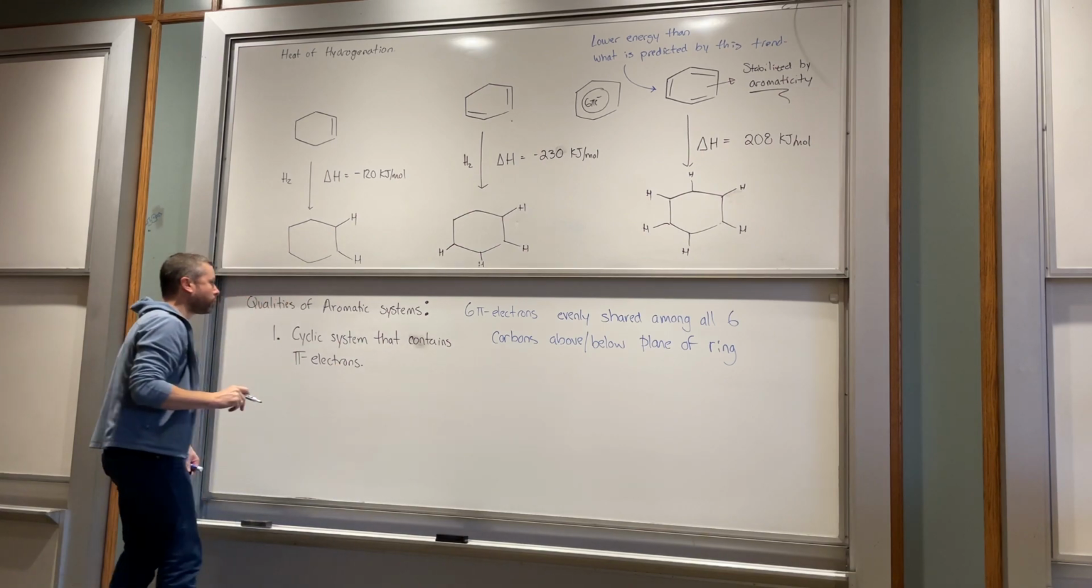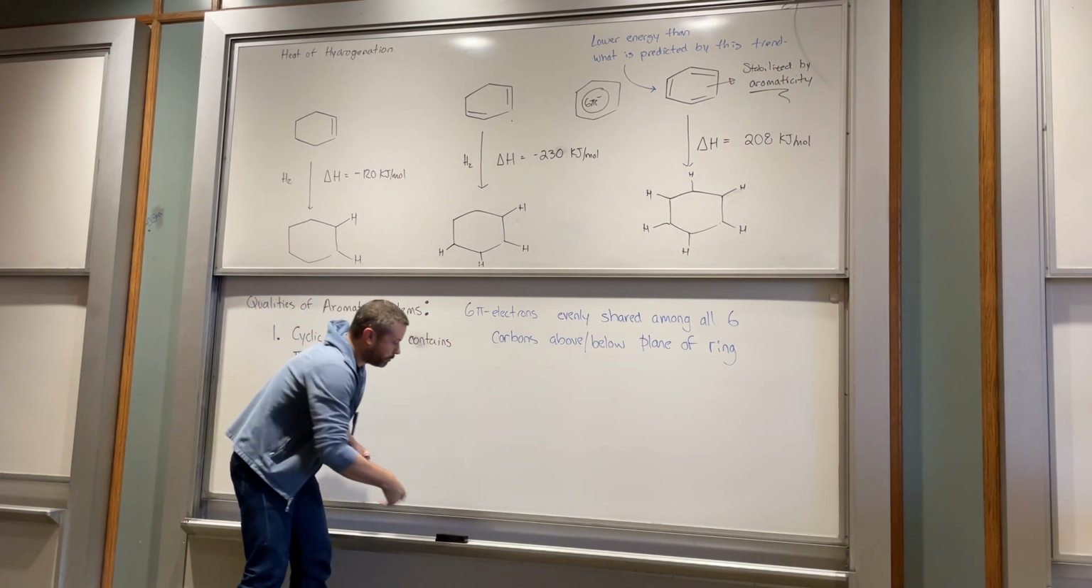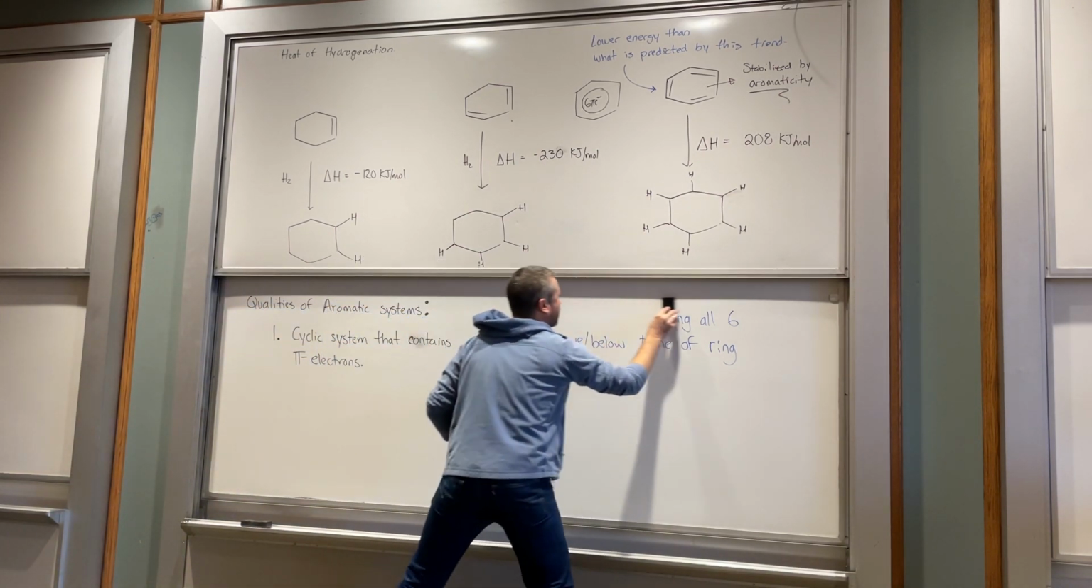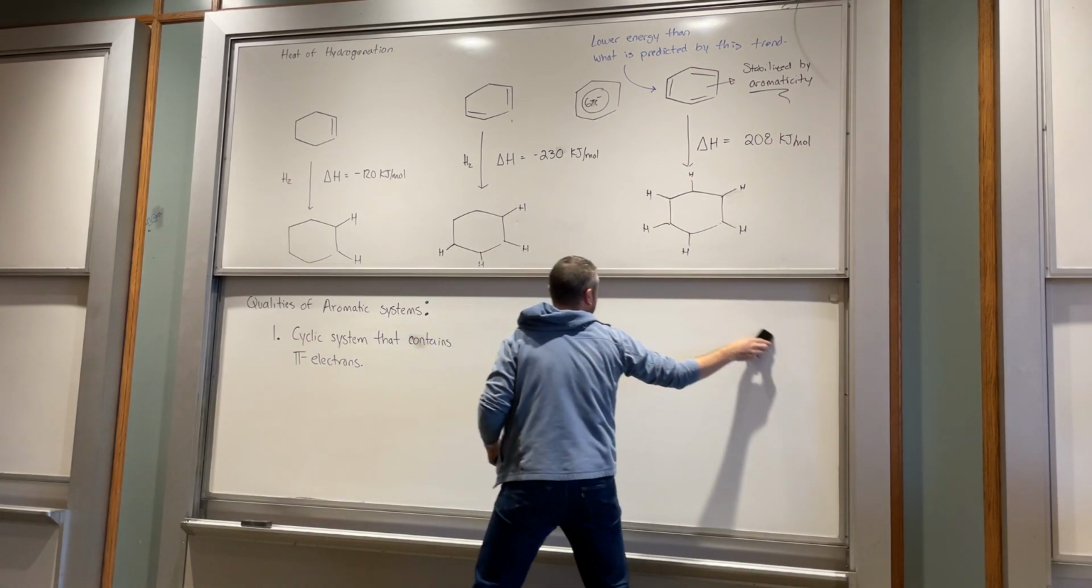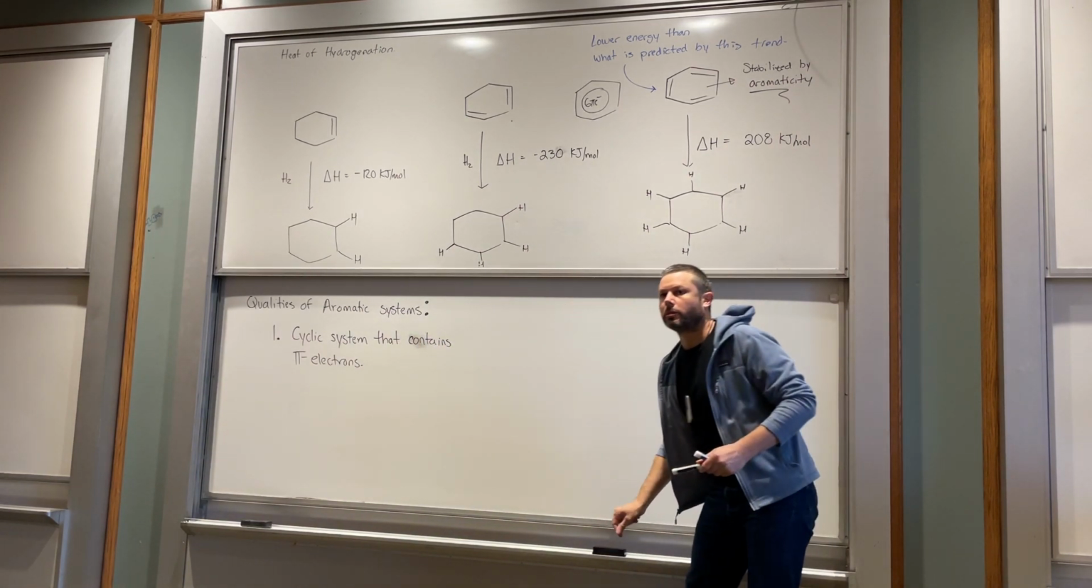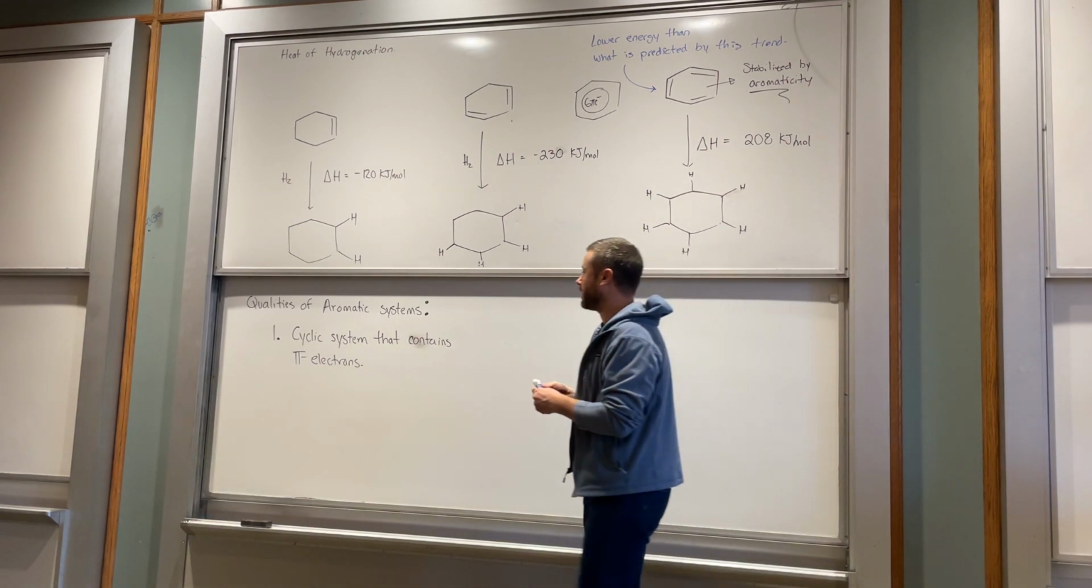There are going to be 4 qualities of aromatic systems that we will use to help us identify systems that are aromatic from systems that are something else, not aromatic or anti-aromatic.